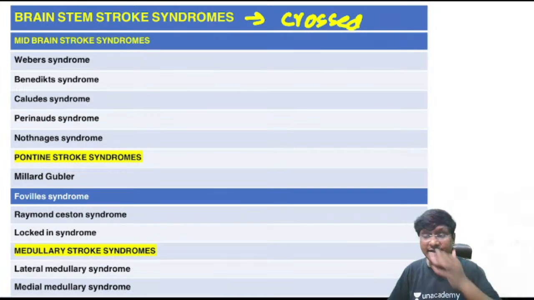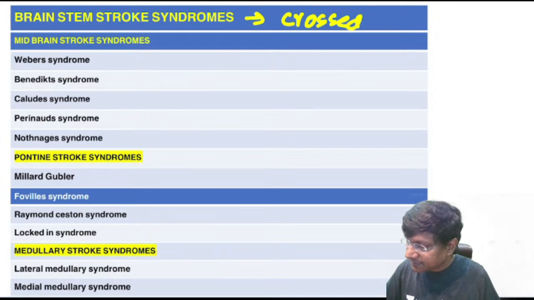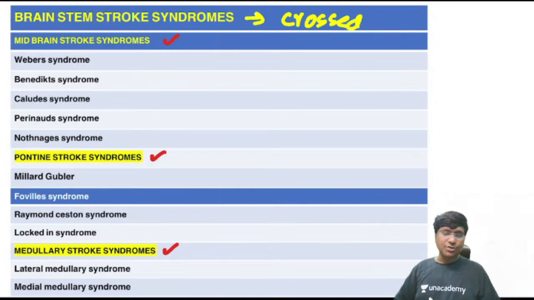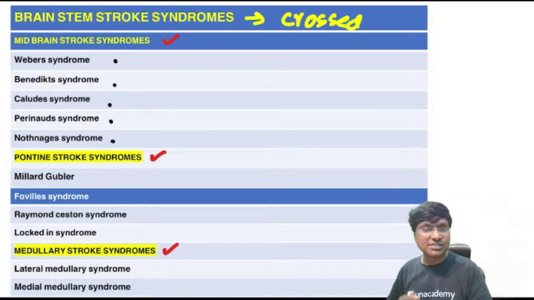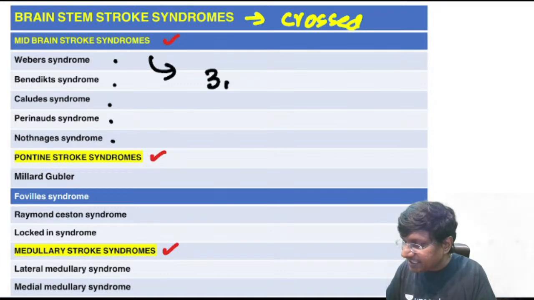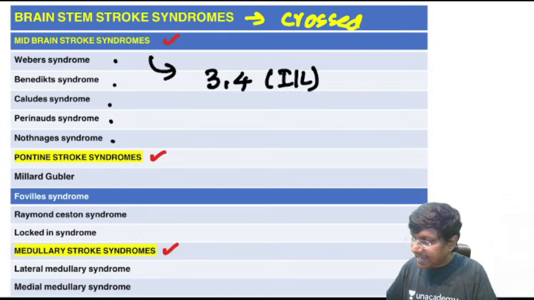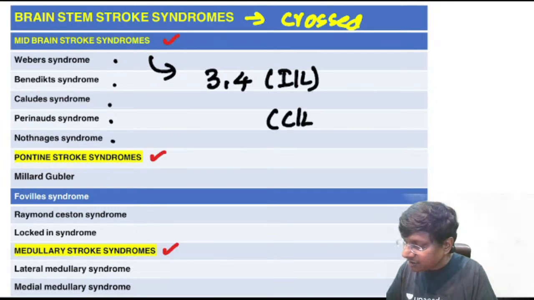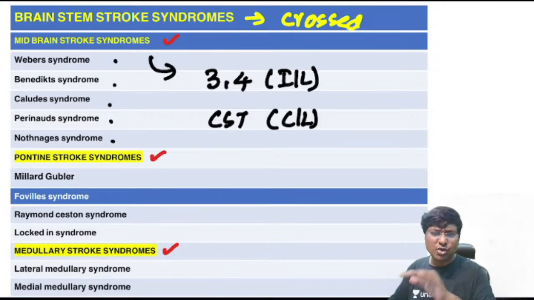What is very important here? Remember the names first. You have midbrain stroke syndromes, pontine stroke syndromes, and medullary stroke syndromes. Midbrain stroke syndromes include Weber's, Benedict's, Claude's, Parinaud's, and Nothnagel syndrome. If it is midbrain, what cranial nerves should have been affected? Third and fourth cranial nerve, ipsilateral. And contralateral, what should be gone? Contralateral corticospinal tract should be gone. So just remember this, don't go into a deeper depth.